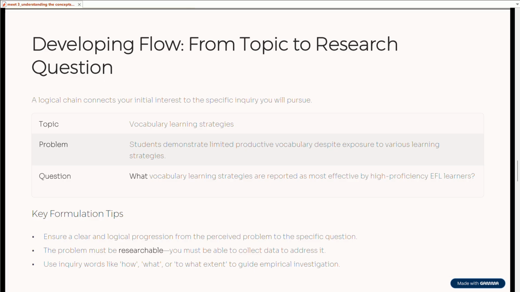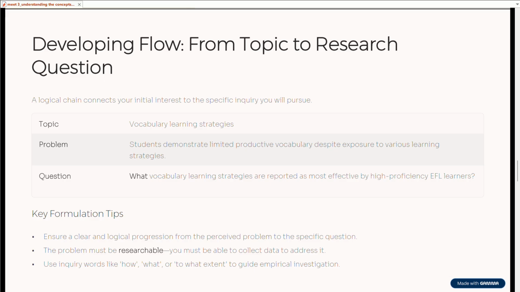Okay, then from this question, there are some tips that can be used to formulate the research question. The first is to ensure a clear and logical progression from the perceived problem to the specific question. From the problem there must be many questions, so try to brainstorm and make a diagram or a mind map of any questions that can pop up from the problem.